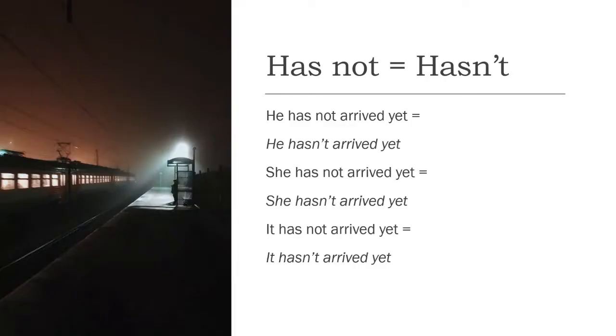He has not arrived yet. He hasn't arrived yet. She has not arrived yet. She hasn't arrived yet. It, maybe the train, maybe a bus, it hasn't arrived yet. It is the short of it has not arrived yet. A few more sentences just to see and so you can hear how we pronounce this word.